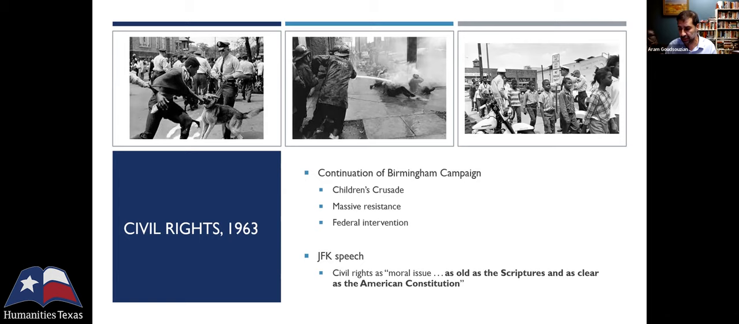And he even gives a nationally televised speech in the aftermath of these demonstrations, in which he calls civil rights, quote, a moral issue, as old as the scriptures and as clear as the American Constitution. And Kennedy calls for a civil rights bill before Congress. This is the beginning of that legislative momentum.